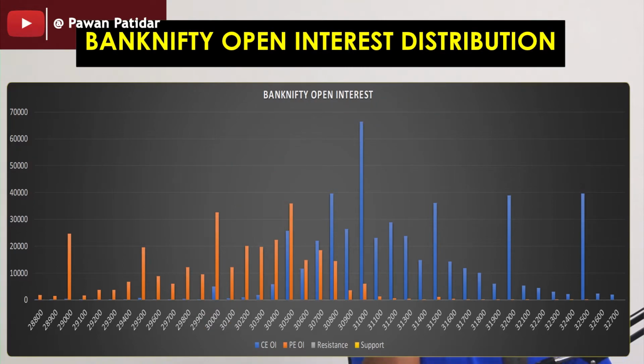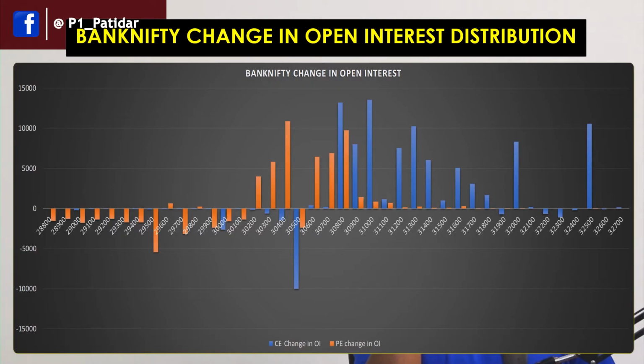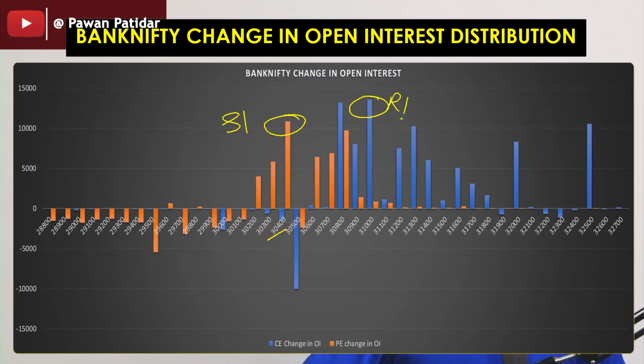So now let's move to the change in open interest of Bank Nifty and see the change in open interest distribution of Bank Nifty and find out support and resistance. If you see here, where is support? Well, support is at 30,400. Where is resistance? Well, resistance is at 31,000. So that is R1. But if you see the R1 and 30,800 open interest gap, meaning open interest difference, it is not much of a difference.